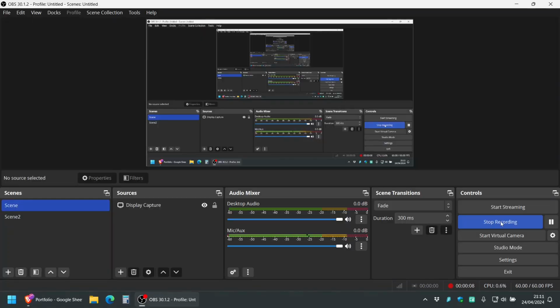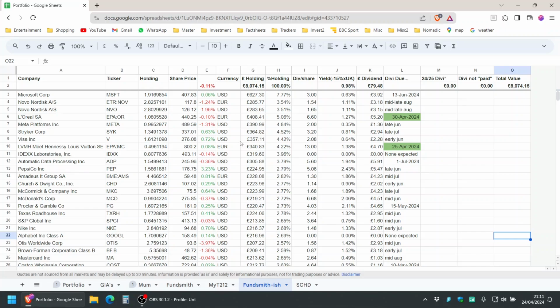Heading towards the close in the US, I'm just going to do the same thing I did last time with the second 8 grand. I paid the 8 grand into Trading 212 this morning, so that's there waiting to be invested. So I guess I'll just go through the list again.